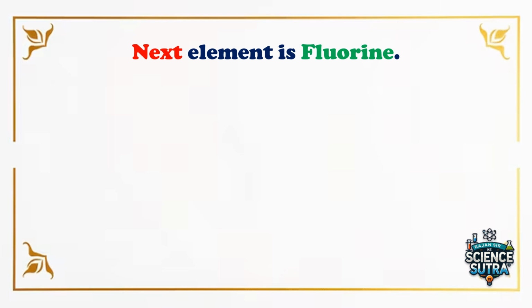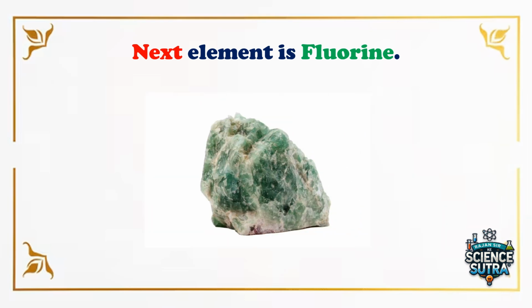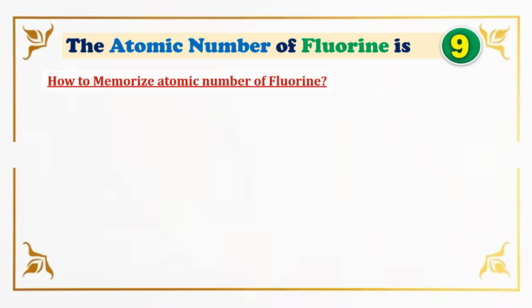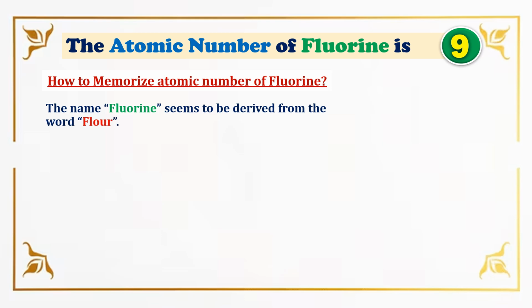Now next element is fluorine. This is how fluorine looks like. Atomic number of fluorine is 9. How to memorize atomic number of fluorine? The name fluorine seems to be derived from the word flour. Flour means atta. This is called atta in Hindi. Okay. So the idea is fluorine is equal to flour.